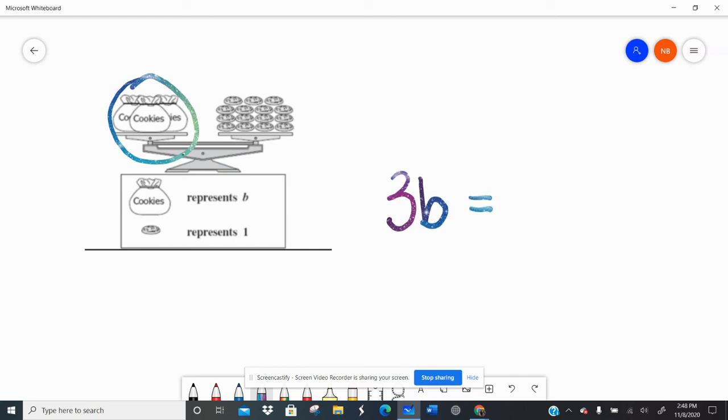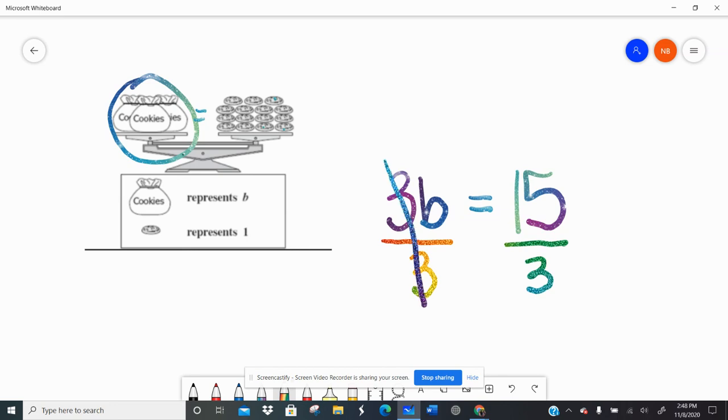That equals, remember, equals because they're balanced, 1, 2, 3, 4, 5, 6, 7, 8, 9, 10, 11, 12, 13, 14, 15. So my equation being modeled is 3b equals 15. I could solve by dividing, right? We do the inverse operation to solve. 3 divided by 3 is 1, so I have 1b, and 15 divided by 3 is 5. So there's 5 cookies for every 1 bag.